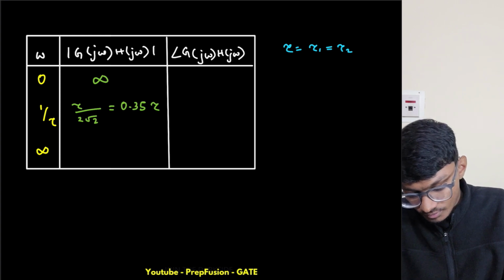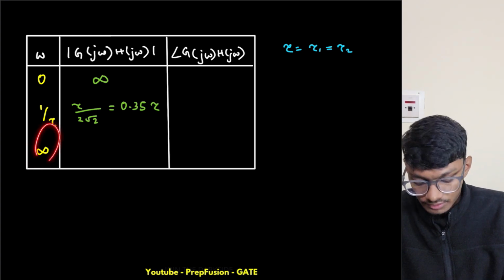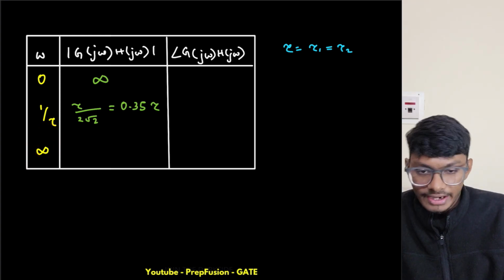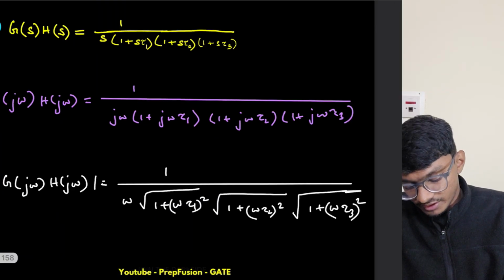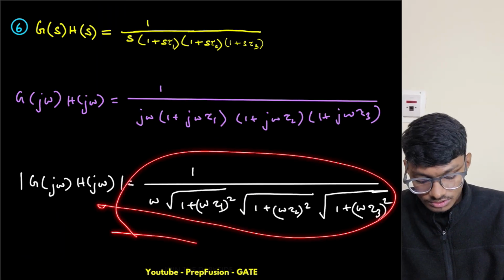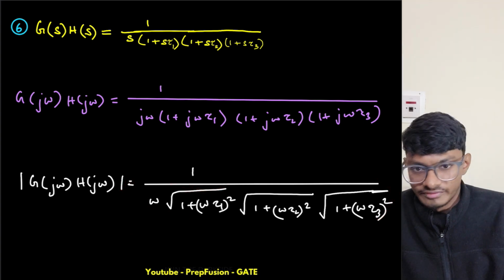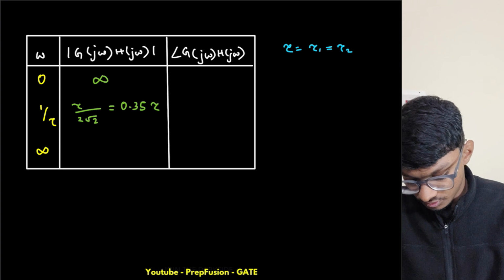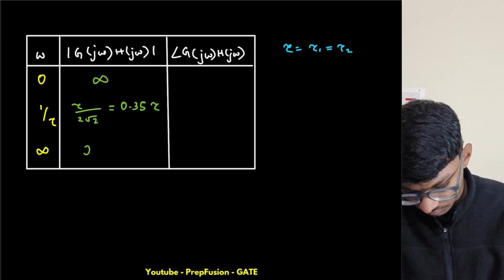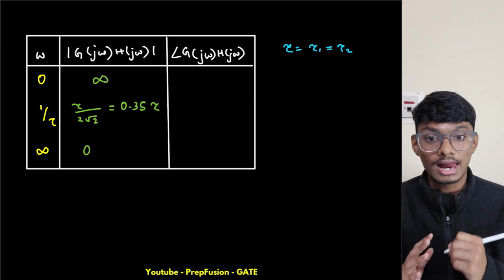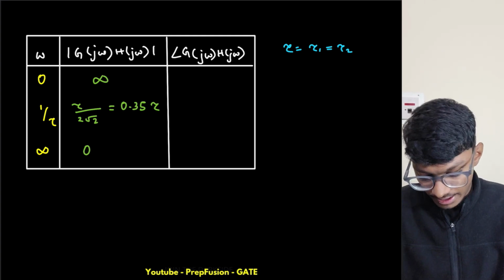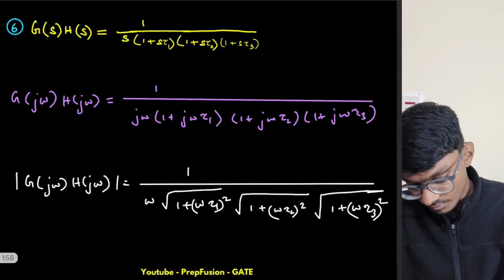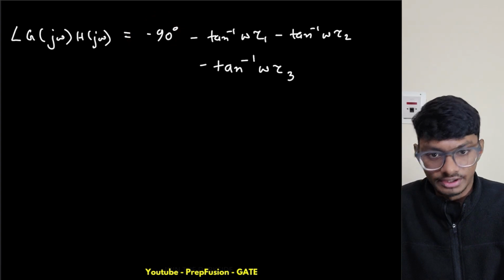Now let's find the magnitude at infinite frequency. At infinite frequency, obviously this will go to 0, because in the denominator we have 0 and in the numerator we have a finite value. So this will go to 0. Now what is the angle? At 0 again, we'll be left with only minus 90.